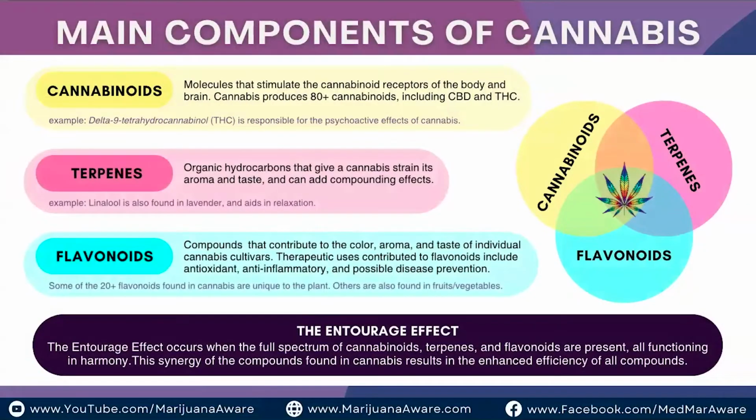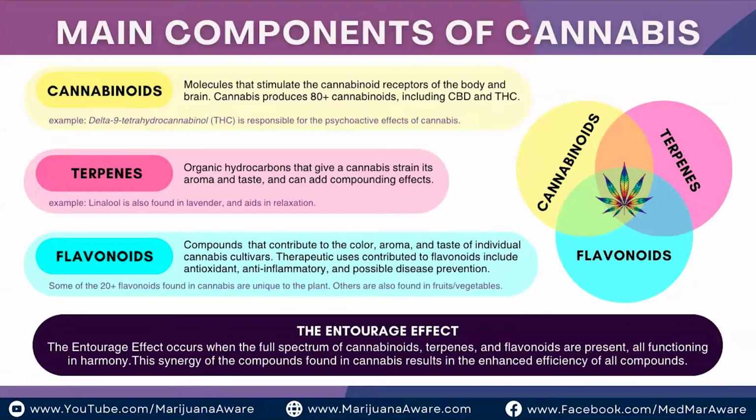First of all, what are the main components of cannabis? Yeah, so cannabis, as we know, is made up of three main components. You have the cannabinoids. That's going to be your THC, your CBD, and your other minor cannabinoids. Then you have terpenes. Now, terpenes are organic hydrocarbons that give cannabis its smell and its taste and have a lot of beneficial side effects. For example, linalool is also found in the lavender flower and it aids in relaxation.